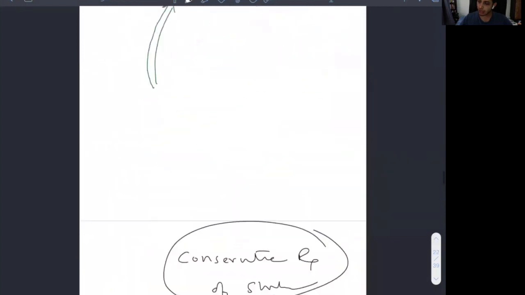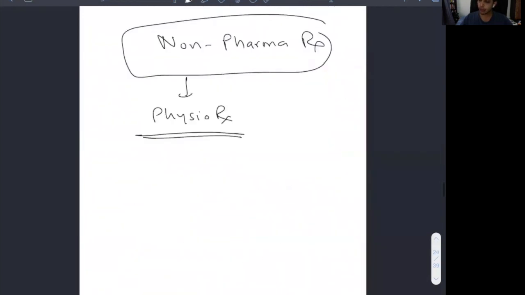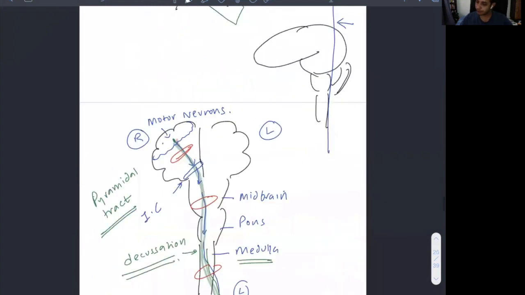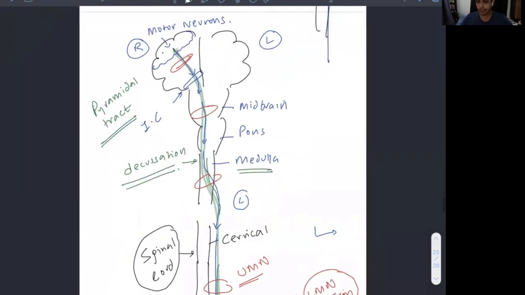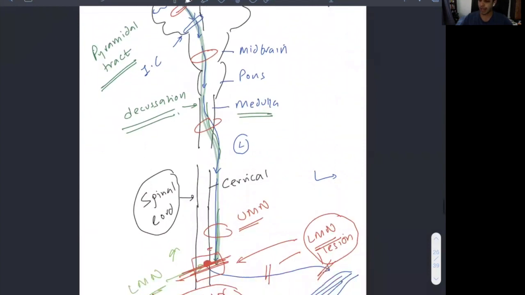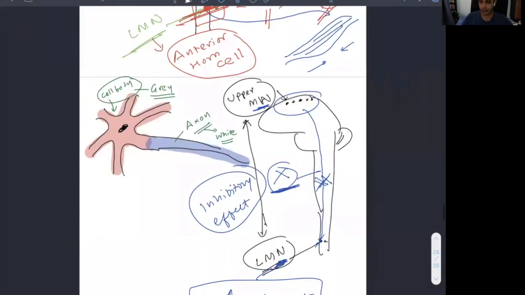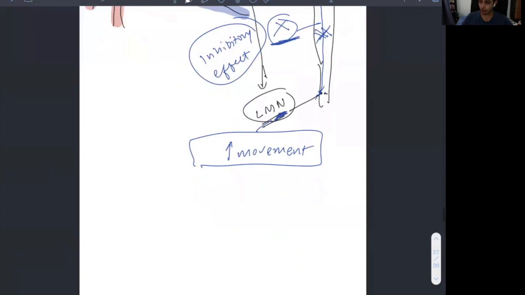Then yesterday we spoke about how to differentiate between an upper motor neuron and a lower motor neuron lesion. Again, we revised the anatomy, and we talked about what will happen if there's a lesion above the lower motor neuron, that is anterior horn cell, and what will happen if it is a lesion below the anterior horn cell, which is upper motor neuron and lower motor neuron.